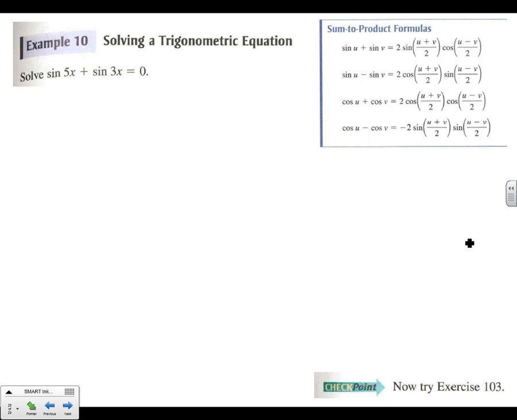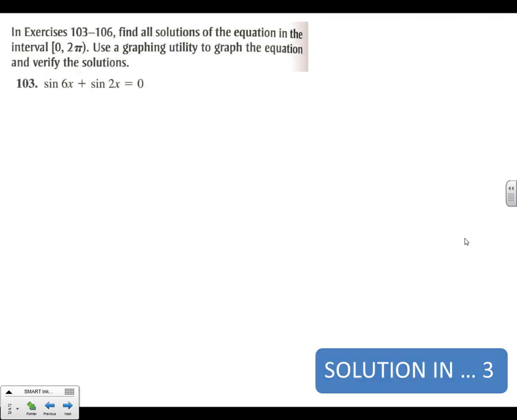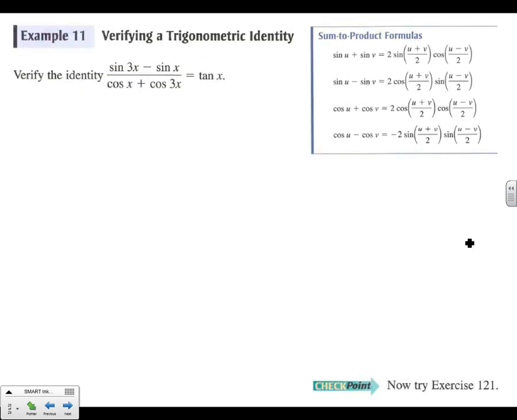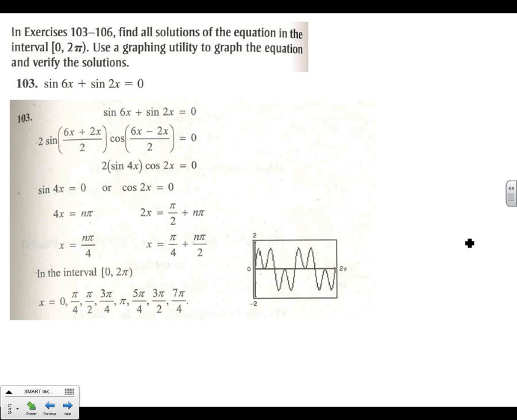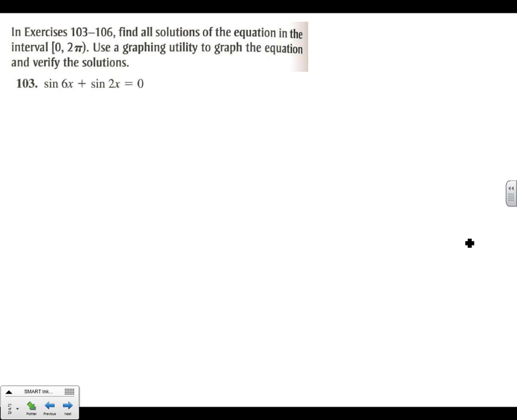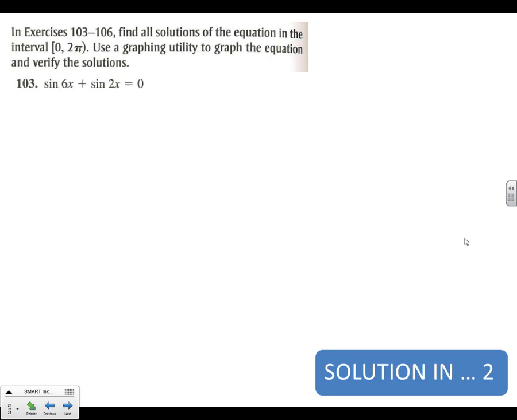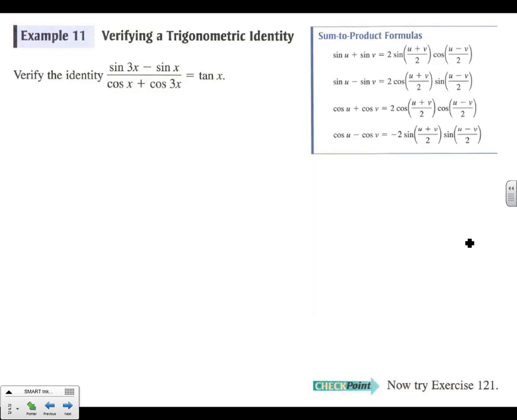All right, so let's use this to solve in example 10. Sine 5x plus sine of 3x equals 0. In fact, 10 and 11 are just repeats of the same one. So you can take a look at those in the book if you need to. But 103, just another example. Try that if you have time. And I'll pause here and then put the solution up. And then I'll do the same thing with 11.